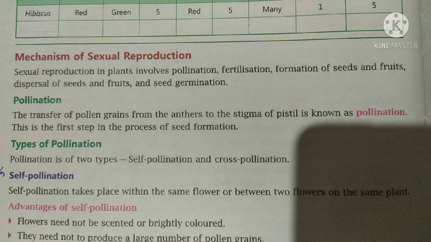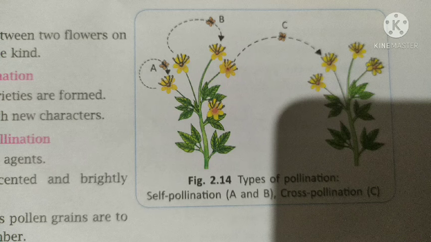So let us learn first of all about self-pollination. Self-pollination basically takes place within the same flower or between two flowers which are present on the same plant. As you can see here in this picture, just focus on flowers A and B. In flower A you are observing the transfer of the pollen grains from the anther to the stigma in the A flower itself, and in the B part you can see the pollen grains are transferred from one flower to another, but both the flowers are on the same plant. So this is self-pollination.